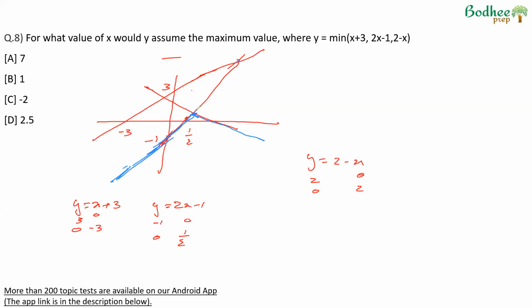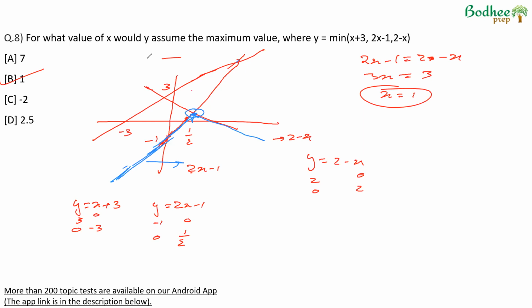And the maximum value that it takes is somewhere here, which is the intersection point of the lines 2x minus 1 and 2 minus x. So 2x minus 1 is equal to 2 minus x, which means 3x is equal to 3 or x is equal to 1. So the maximum value of y happens when x is equal to 1.